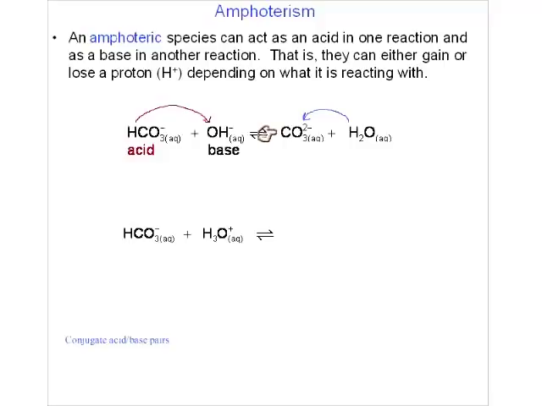So in this case, the carbonate ion is going to be accepting the hydrogen, it's going to be gaining one, so this is going to be the conjugate base, and the water is going to lose a hydrogen to be the conjugate acid. There we go. Can we pair these up?